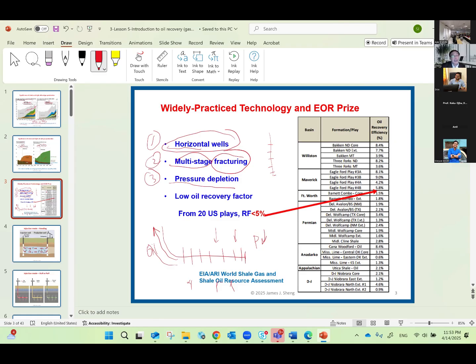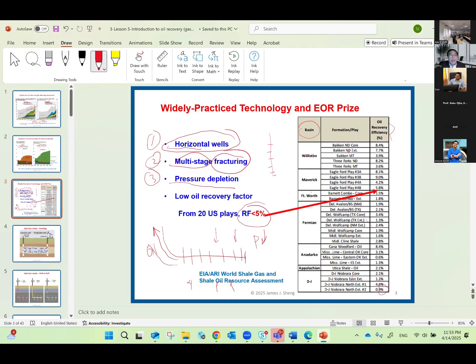By using this kind of method, let's look at the right-hand side picture here. Here are different basins, with different oil recovery. What's oil recovery? The percentage of oil which can be produced. So now you can see 8%, 7%, 3%. Overall, here is 0.9%. Overall, for these 20 US plays, about 7 basins or about 20 reservoirs, the recovery factor is less than 5%.